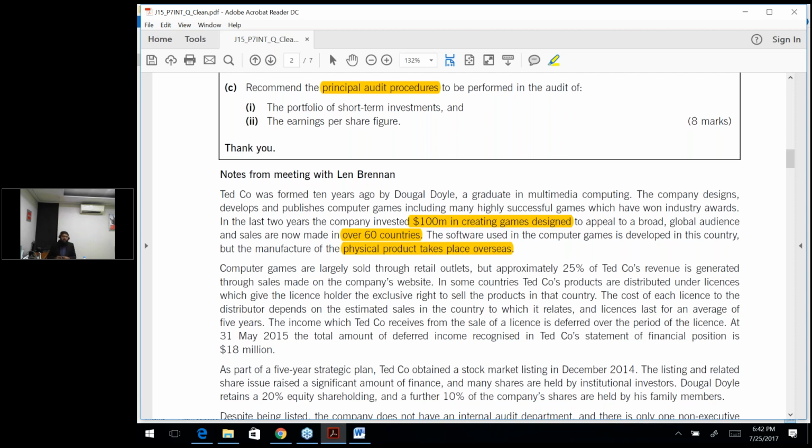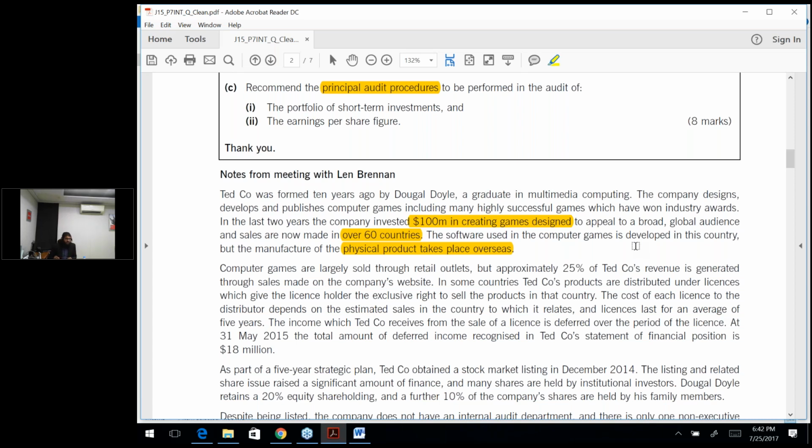There are certain risks. I did mention yesterday also that the audit risk, or the risk of material misstatement, is simply, you need to think what could go wrong, where could things actually go wrong. So in this specific scenario, number one is the 100 million investment in creating the games. In the last 2 years, the company has invested 100 million in creating the games. Number two is that the sales are now made in over 60 countries. So over 60 countries are involved in the sales. And the third one is that the manufacture of the physical product takes place overseas.